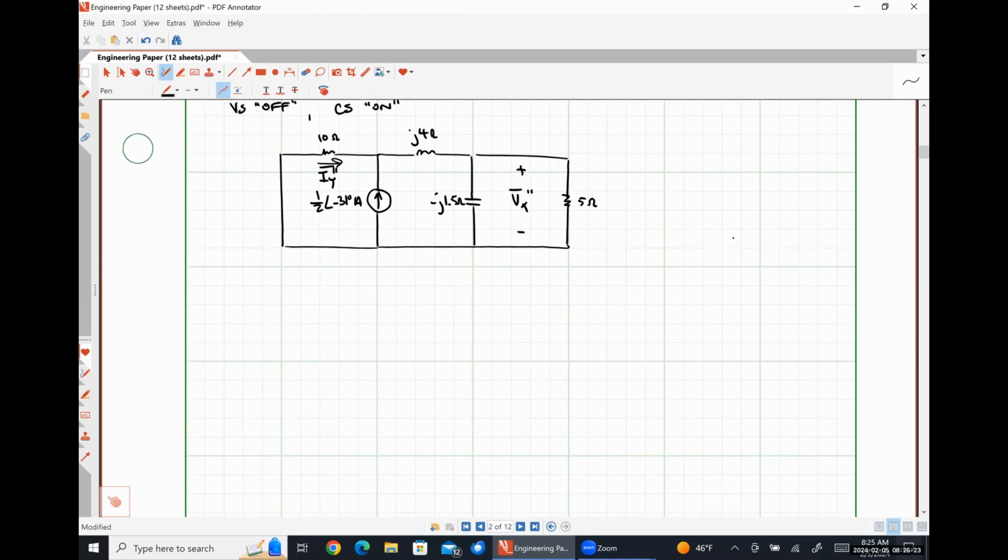So what's my source transformation going to look like? How do I do a source transformation? Anybody remember? Alrighty, absolutely correct. So what should 1/2 angle negative 31 degrees amps multiplied by 10 ohms look like?